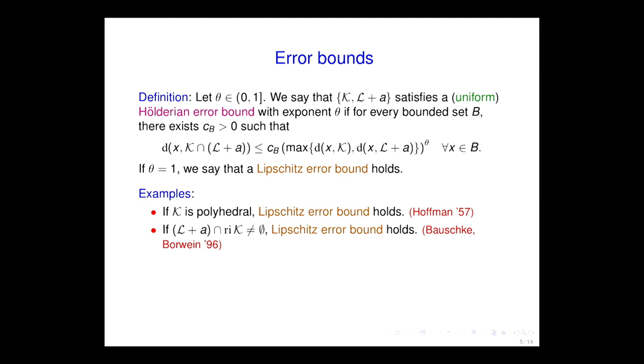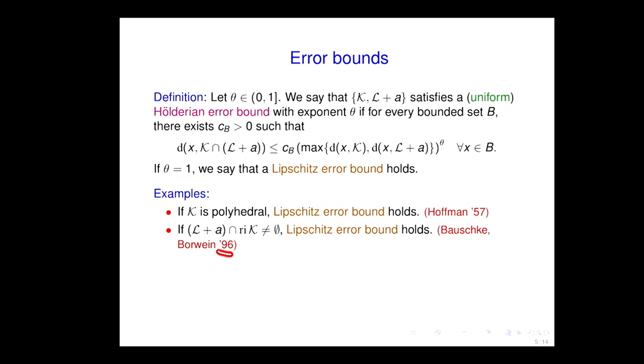Now, for this condition, which I repeatedly emphasize would fail in general for conic feasibility problems that arise from conic programs, the Lipschitz error bound holds. This is a result dating back to, at least, 1996 by Heinz Bauschke and Jonathan Borwein. Beyond polyhedrality and beyond this condition, actually, we don't know much.